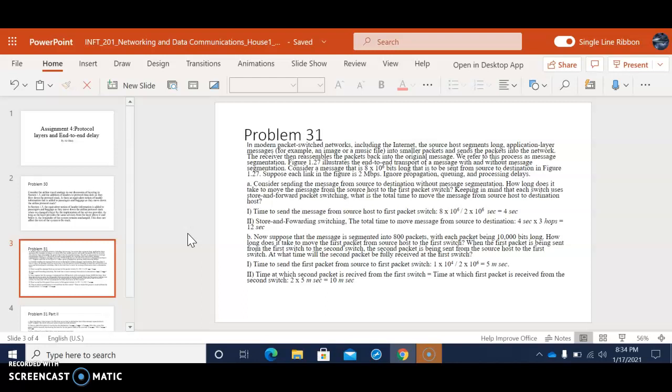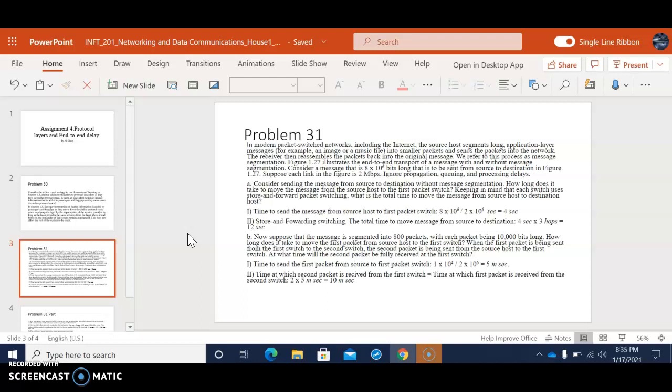And then for the store-and-forward switch, the total time to move the message from the source to the destination, as asked in the question above, you multiply 4 seconds times 3 hops, because you count how many hops it would take to move the packet, which would be 3, as shown in B, and that will give you 12 seconds.